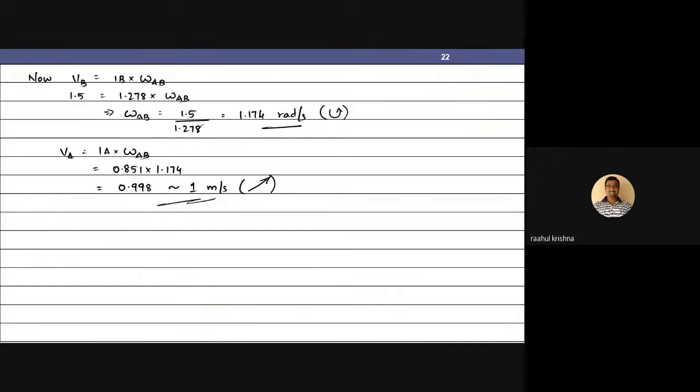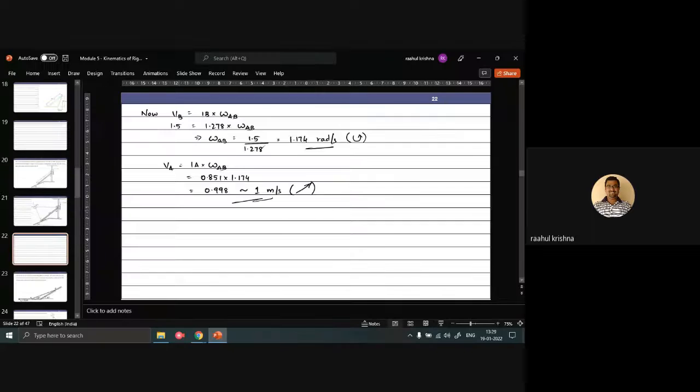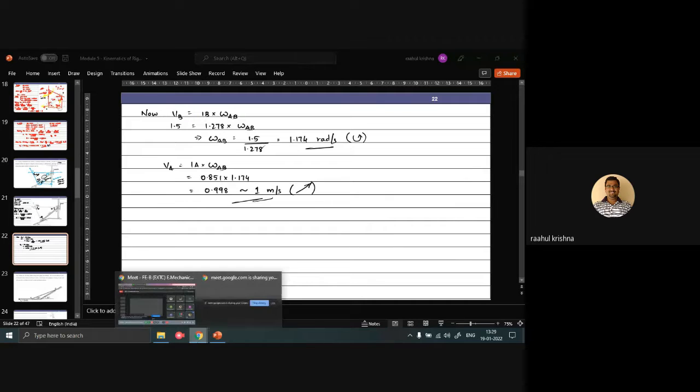Okay, with this problem we'll stop for today. We have some more problems and questions coming up, so we'll take them in the next session. And with that, we'll conclude the topic of kinematics of rigid body.